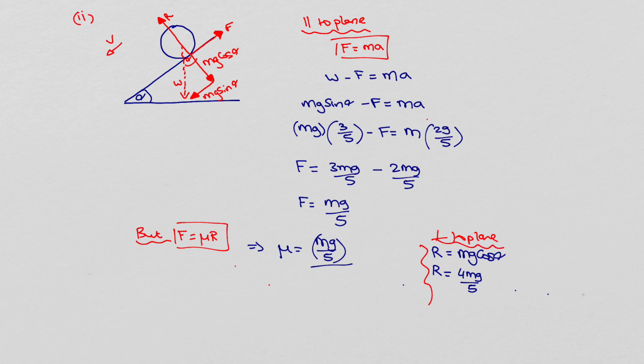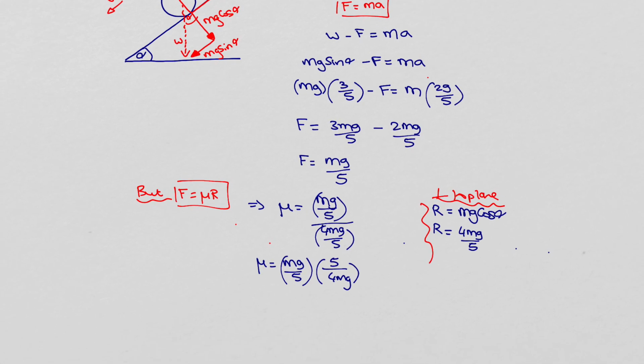So subbing in then for R, we can see we have a fraction, so we're going to turn it upside down and multiply. So we have mg over 5 multiplied by 5 over 4mg. 5 cancels, mg cancels, and we're left with our coefficient of friction is 1/4.